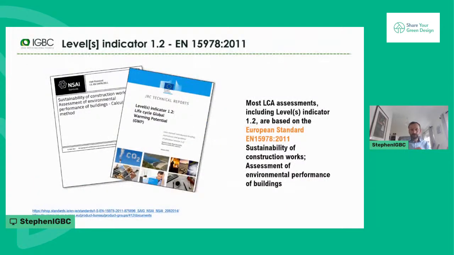So indicator 1.2, global warming potential across the life cycle, or in other words, whole life carbon. Whole life carbon is really a branch of life cycle analysis, where we set our goal, define our functional unit and our scope, and assess our inventory of impacts and produce a final report.